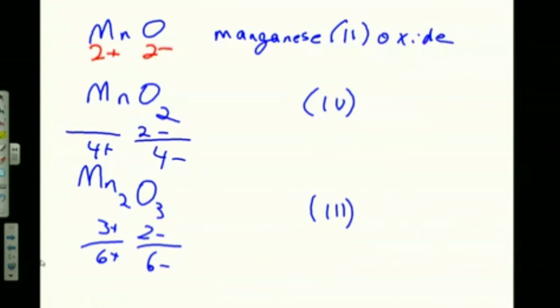Hold on. Don't be shaking your head at me back there in the back. How'd you get that 3 plus again? Because the total has to be 6 positive, right? And I have 2 manganese ions. And so when I add them together, they have to give me 6 plus. I could do 1 and 5, 2 and 4, or 3 and 3. 3 and 3 makes more sense, doesn't it?